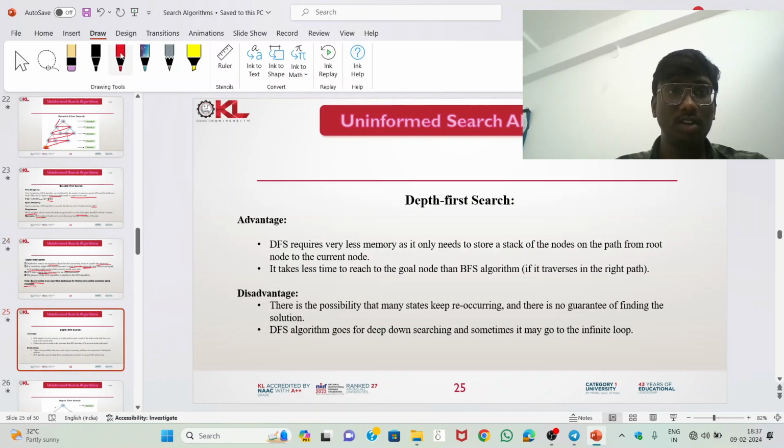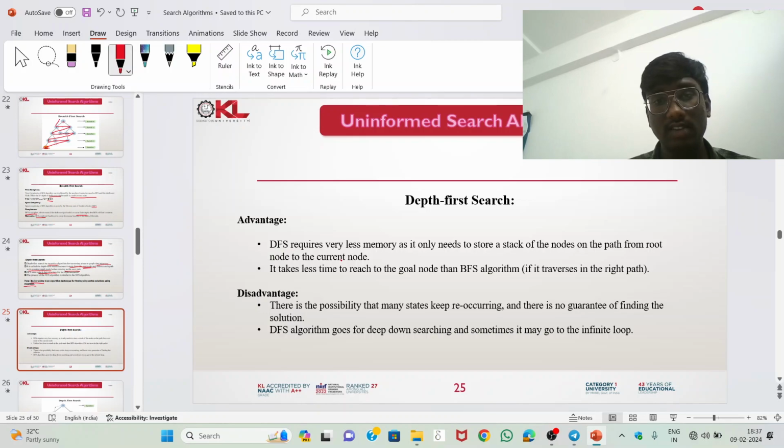Let us discuss the advantages and disadvantages of depth first search. Advantages: DFS requires very little memory and less time. Disadvantages: there is a possibility that many states keep on recurring, and there is no guarantee of finding the solution. The DFS algorithm goes for a deep search and sometimes it may go into an infinite loop. Some disadvantages are there.